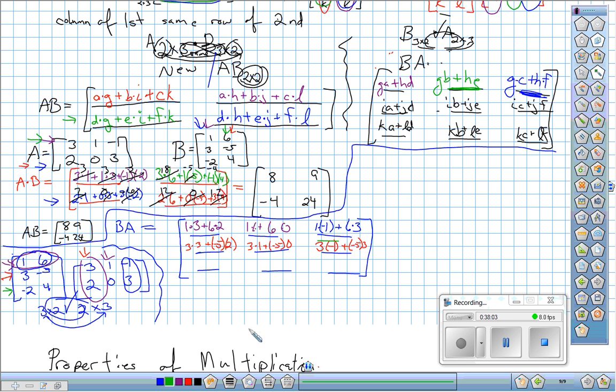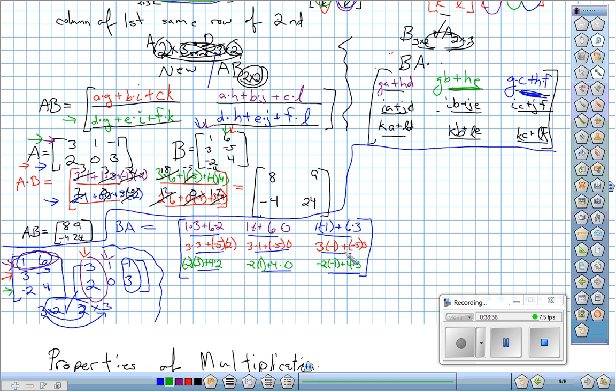Then I have my third row, and my first, second, and third column each go in each place. And so I'll have negative 2 times 3 plus 4 times 2. Then I'll have negative 2 times 1 plus 4 times 0. And I do write them out just to see the pattern. Then I have negative 2 times negative 1 plus 4 times 3.